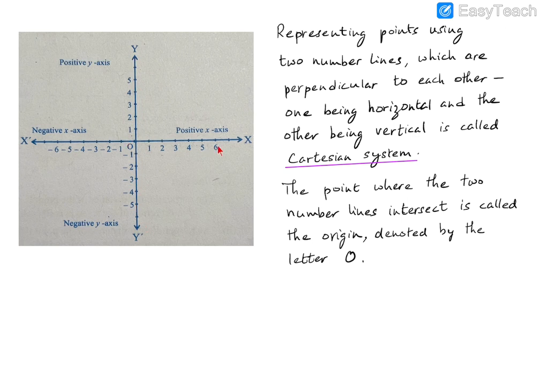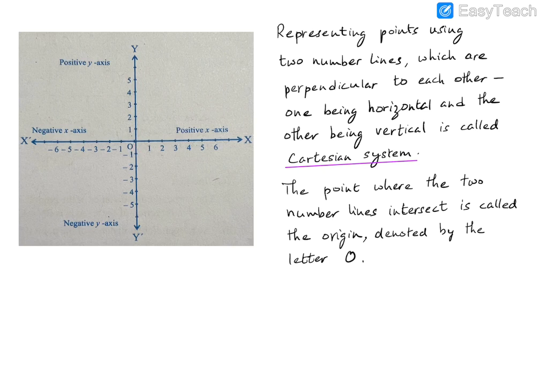And when we use these two number lines to represent our points, such a system of representation is called the Cartesian system. And in this chapter of coordinate geometry, we are going to focus on this particular representation called the Cartesian system. It is named after the mathematician René Descartes, who developed this system. Okay, so it's called the Cartesian system. Now, the point where the two number lines intersect is called the origin. So that origin is this particular point here, which is denoted by the letter O. We call that the origin.